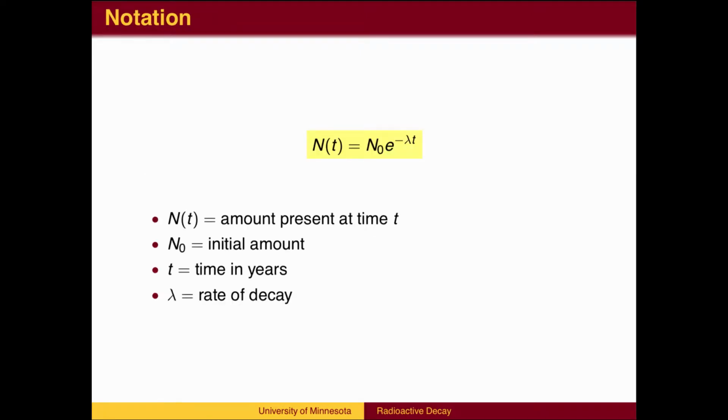We use a slightly different notation for radioactive decay, though the basic quantities are the same. N of t represents the amount present at time t. N sub 0 is the initial amount. Lambda is the rate of decay, and t is time. Note the negative sign in the exponent. We expect a negative exponent since the amount of material is decreasing. The negative sign ensures that the decay rate is positive.